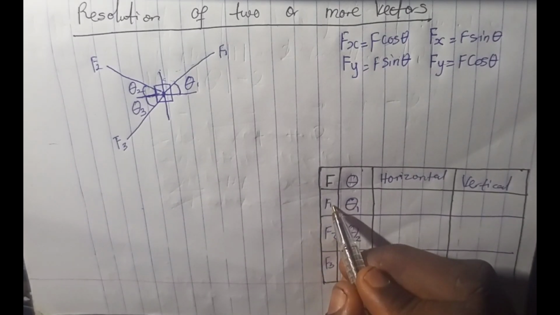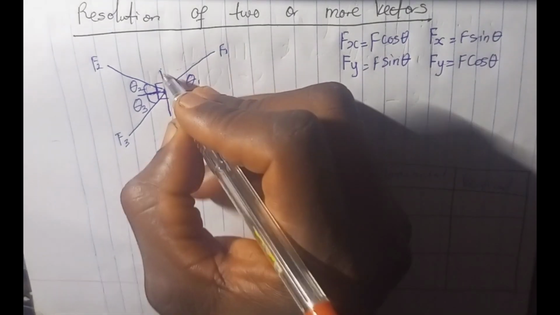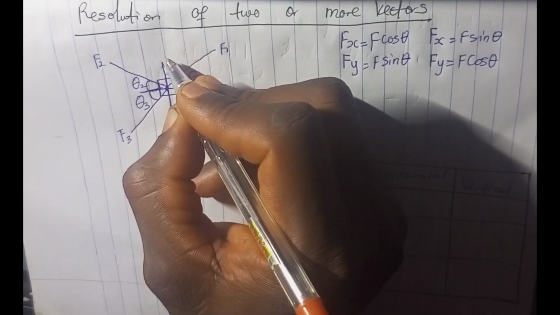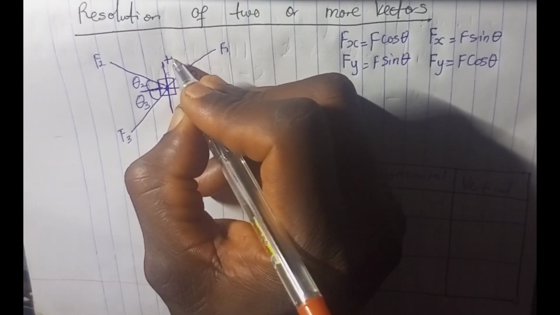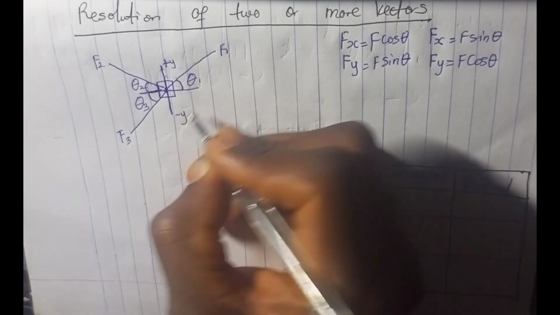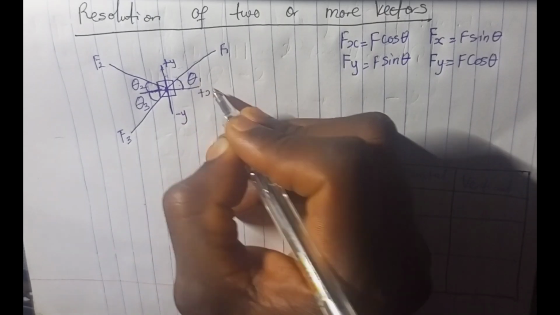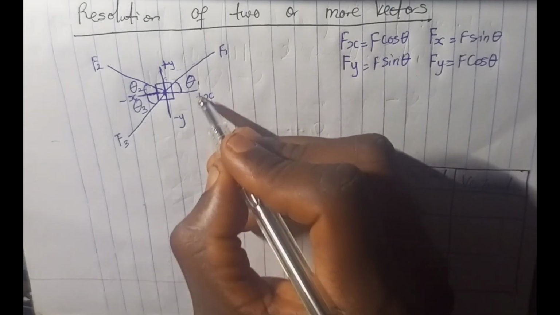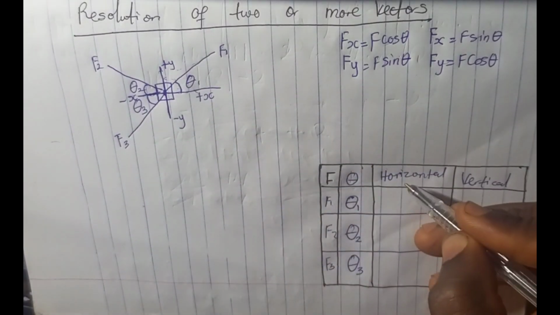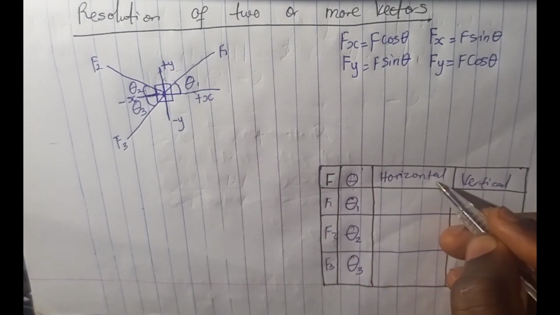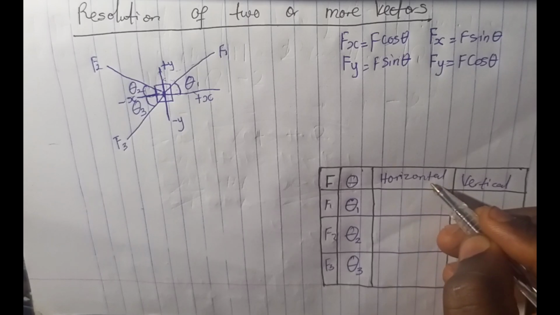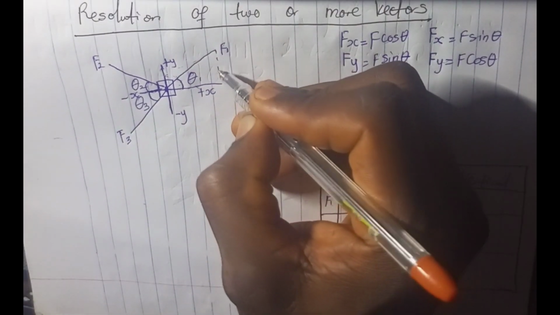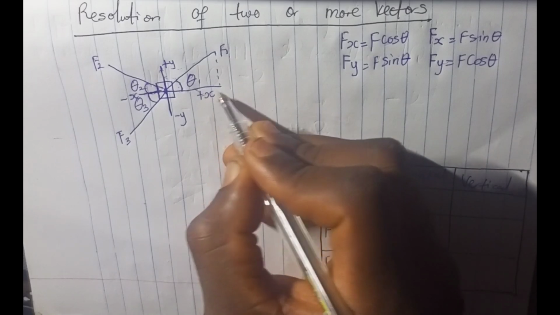So, resolving F1 to the horizontal direction. Remember that this is just like a graph. We said that this is the positive y-axis, and here is the negative y-axis, and this side is the positive x-axis, and here is the negative x-axis. Is that clear? Now imagine a situation whereby I want to resolve F1 to the horizontal. It means that I'm going to trace down. So if I trace down, I'm meeting the horizontal axis, right?